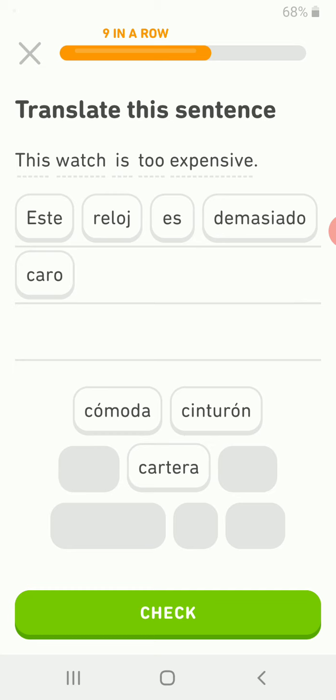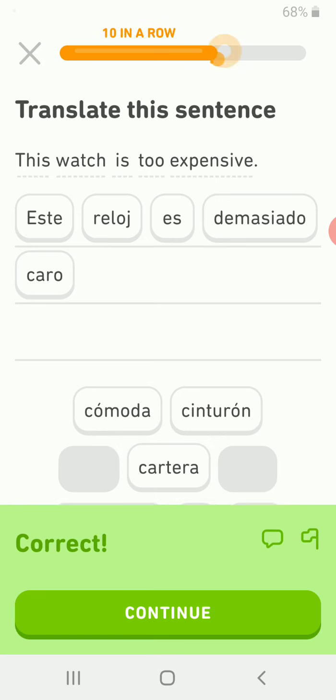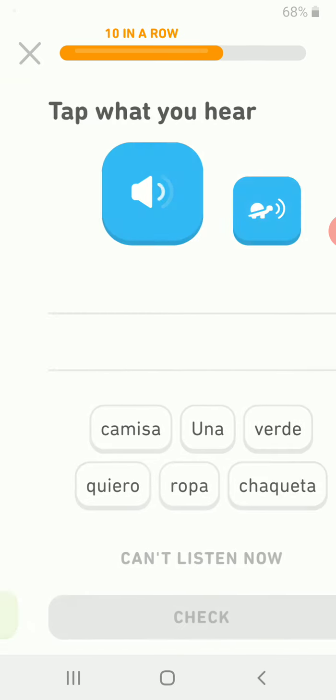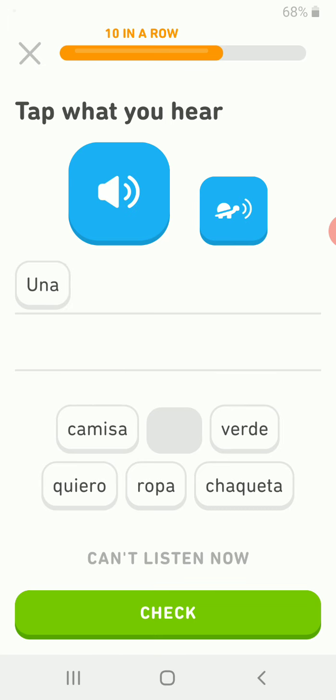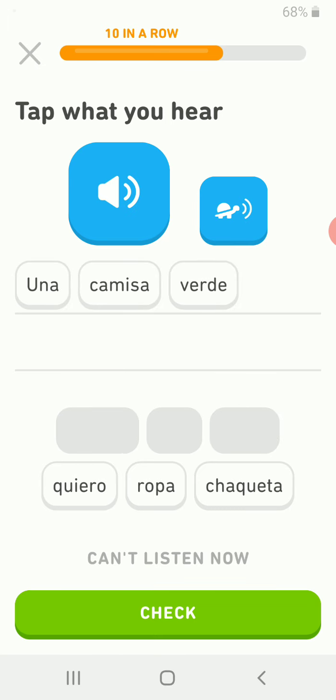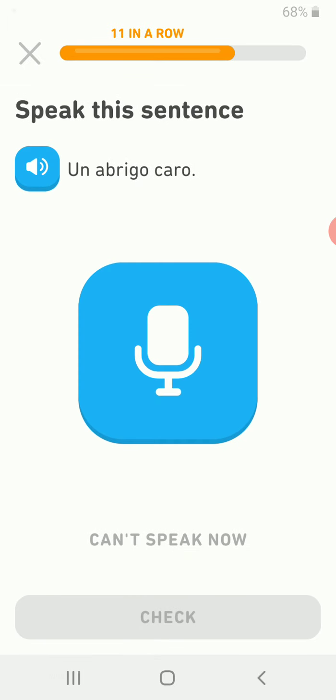Cartera. So just imagine that you have your cards. Carta is a card or letter or postcard. So you can think about these things that go in your wallet. So cartera is a wallet. All right, let's go. Una camisa verde. Very good. Un abrigo caro.